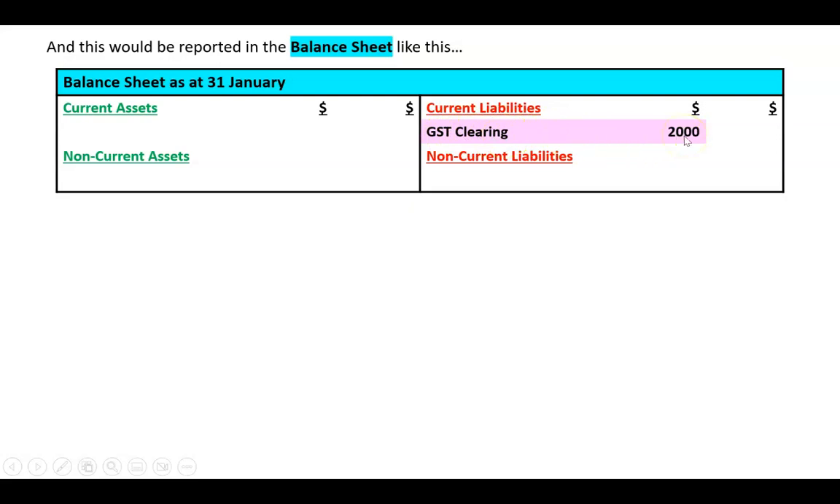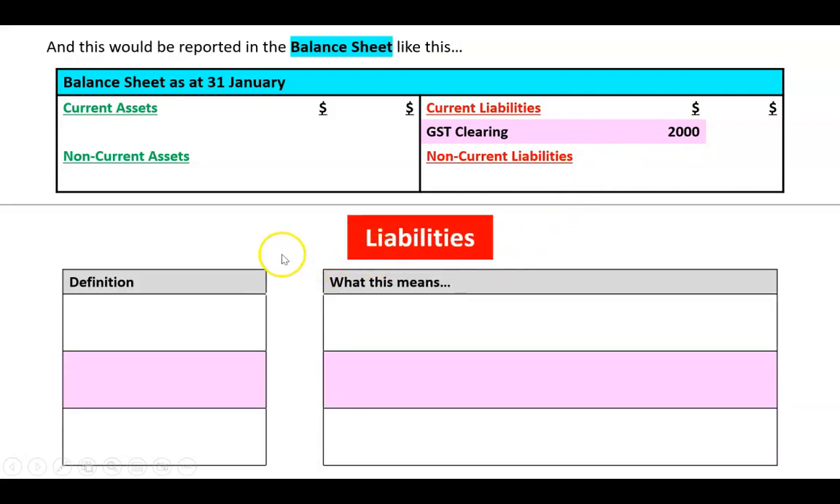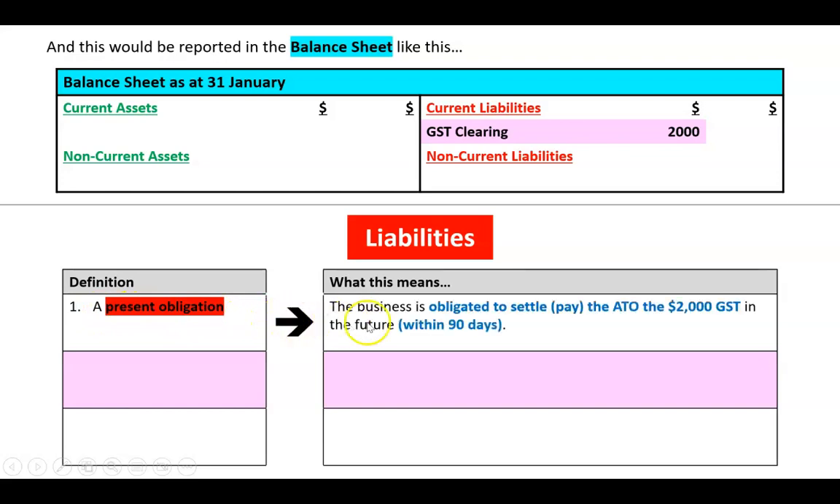And just like if we had a loan or accounts payable, they're current liabilities, we're going to have to pay that. So what we say is that that's a liability. Why? Well, let's go through the definition. Because there's a present obligation. That's the first part of a liability. What is the business obligated to do? They're obligated to settle or pay the Australian Tax Office, which we'll call ATO, for $2,000 GST in the future. It's always within 90 days. So that's why it's current. We don't need to know that. We just need to know that it's current.